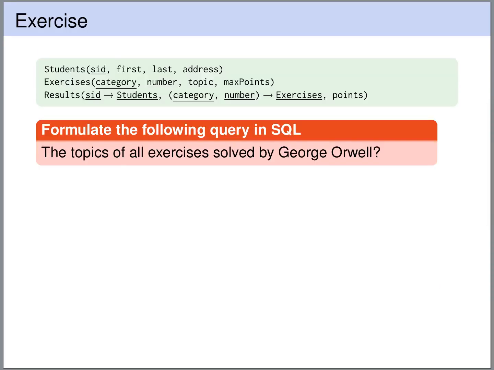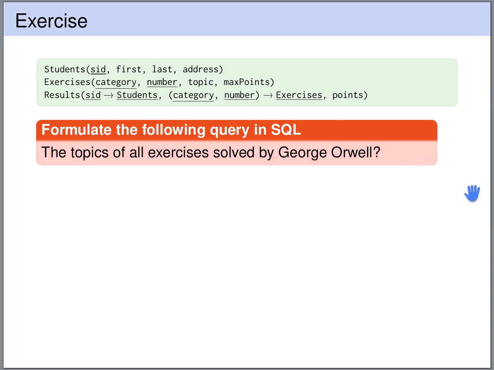So let's say we want to formulate the following query. We want to have all the topics of the exercises solved by George Orwell. So it's clear that we need to query the students table. We want to find George Orwell. We need to query the exercises table because we want to have the topic of the exercise.